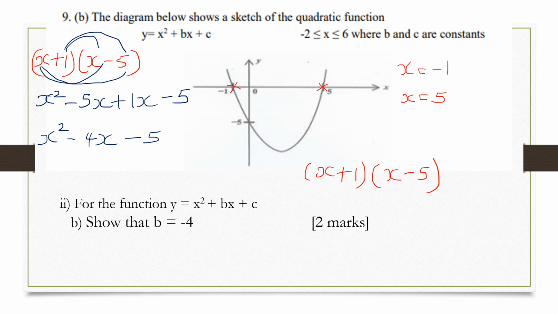So remember, it's in the form x squared plus bx plus c. That means that this is the value of b, and this is the value of c.